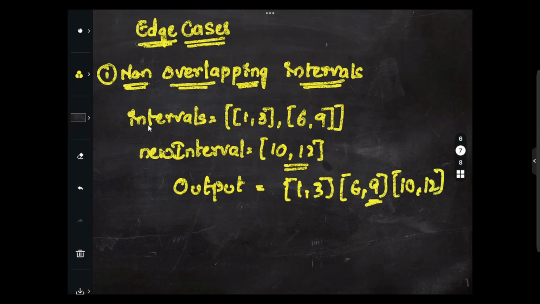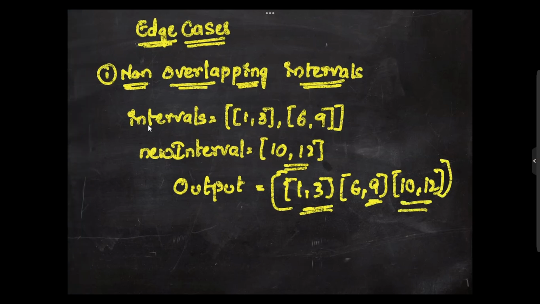10 comma 12, 10 comes after 9 here, right? So this will come after this one. This is sorted, as they have given in the question. So this will be added to the result, 10 comma 12. So in this case this is fine.